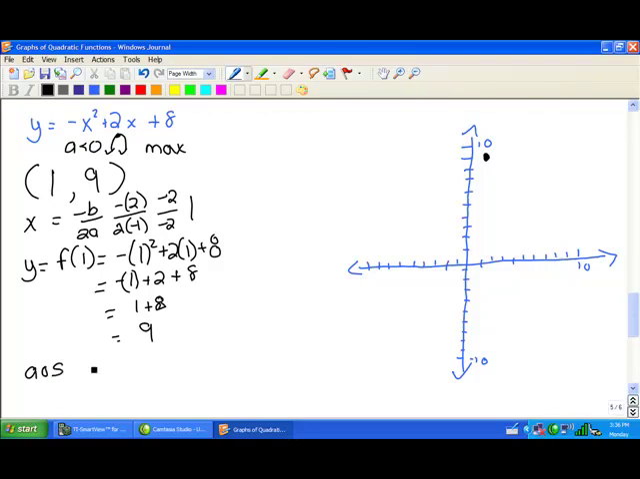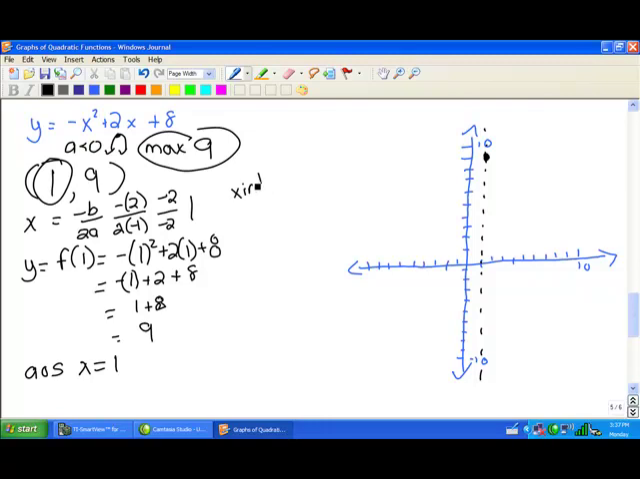Your axis of symmetry is going to be x equals the value we just got for x, or x equals 1. So a dotted line through x equals 1. Our maximum is going to be the y value of 9.